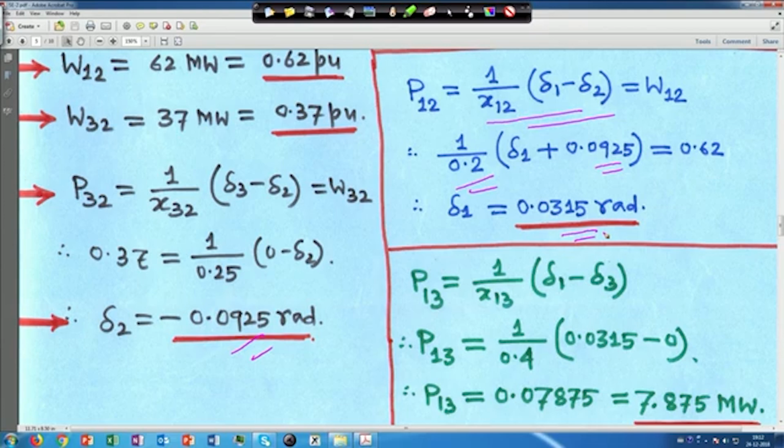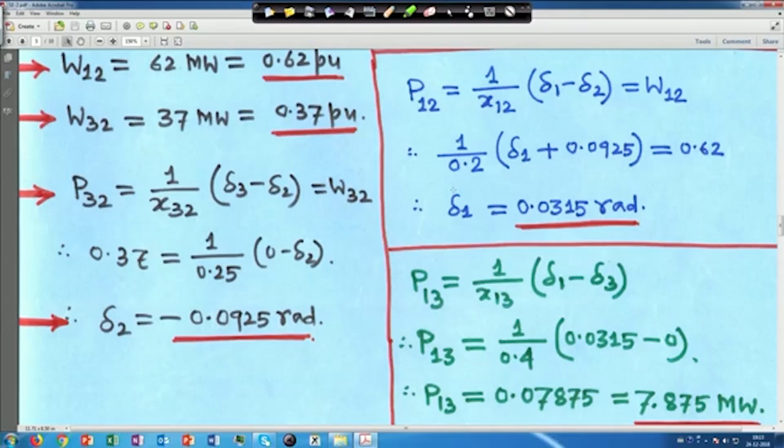With this, if you calculate the power flow in line 1 3, because we have considered the 2 readings, right, the power flow in the line is 1 upon x13 times (delta 1 minus delta 3). So, P13 is coming actually 7.875 megawatt, right.